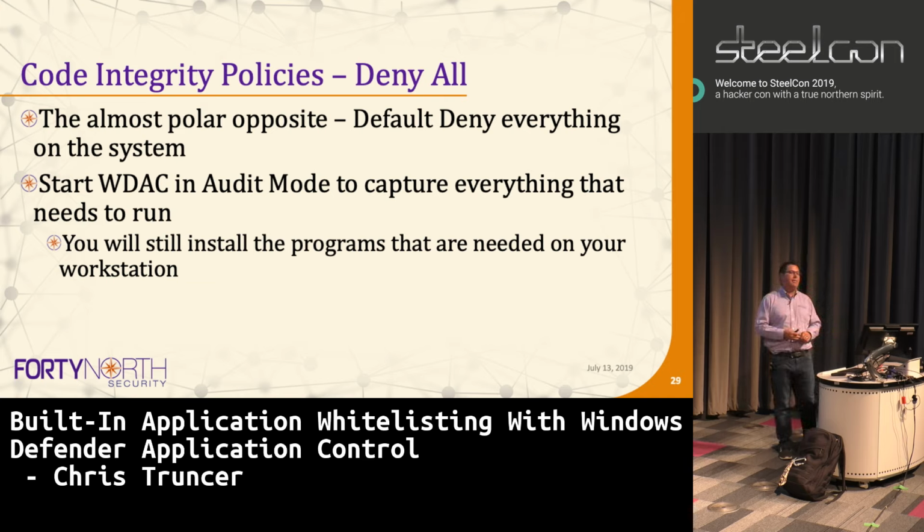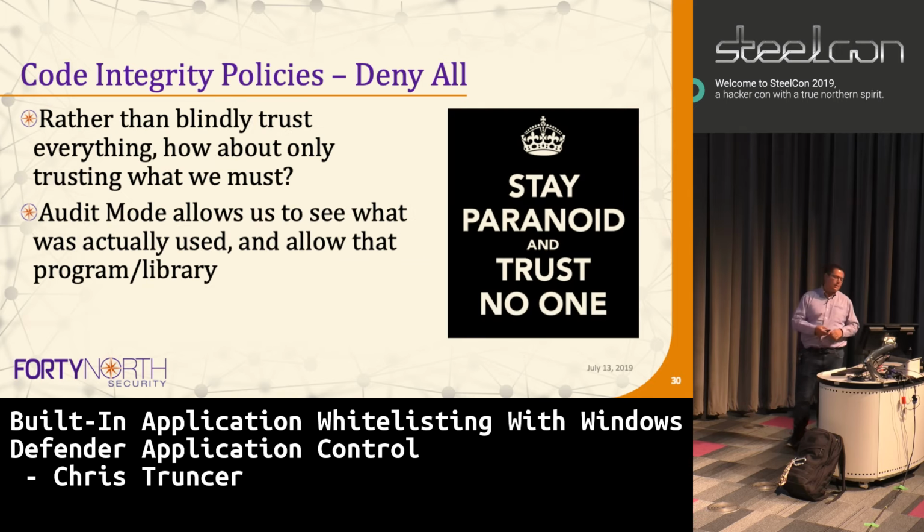But if there is an application that would have been blocked that isn't because it's in audit mode, it'll generate an event log event. And you can use that to create new rules based off of what you missed. You're still going to install the programs that are needed for your workstation to do your job, because you want to generate rules for any application that's needed in order to get your work done. Because if you don't generate that event log event for it, then it would still be missed and blocked.